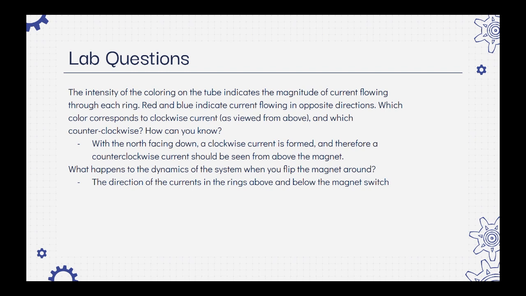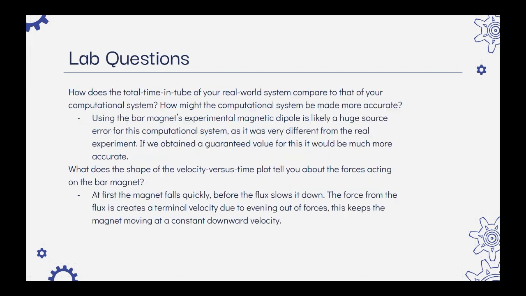What happens to the dynamics of the system when you flip the magnet around? The direction of the currents in the rings above and below switch. So if we had counterclockwise above before, we would now see clockwise.